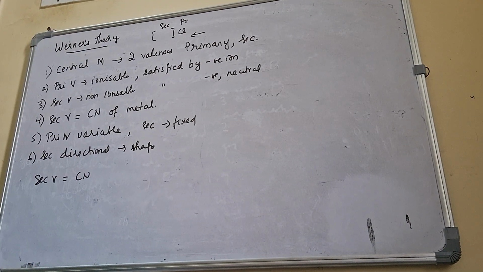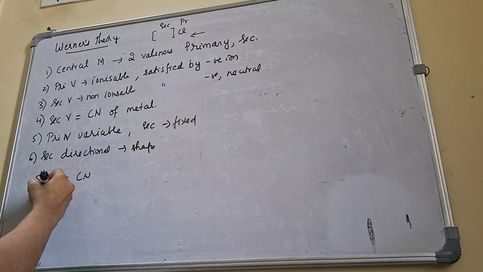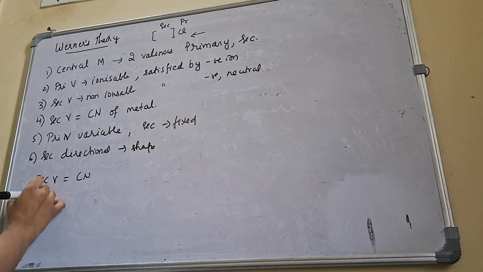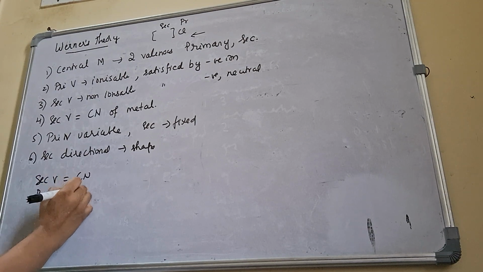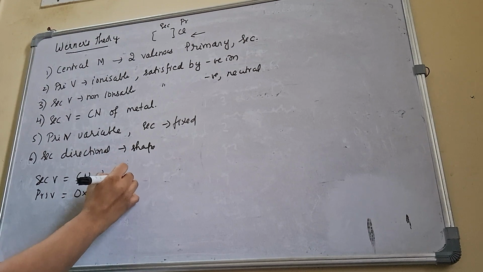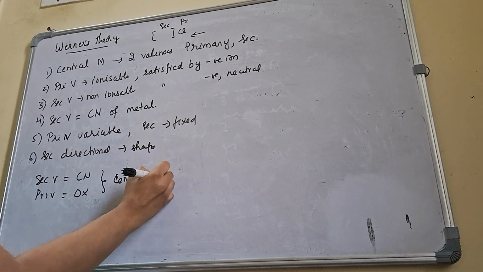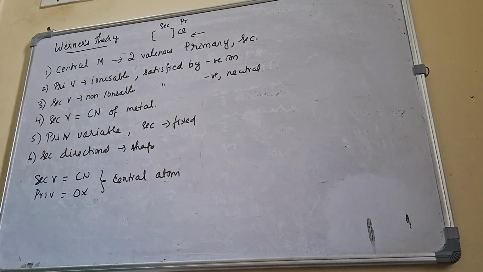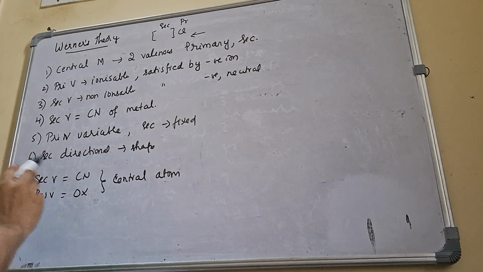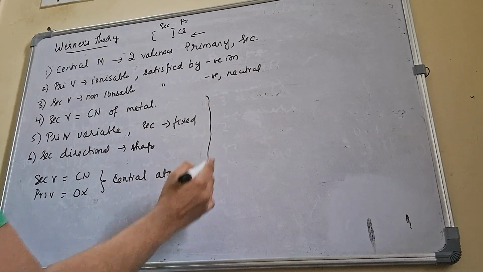Alright, now in simple words, just remember secondary valency is the coordination number, and primary valency is nothing but the oxidation number. Primary valency is the oxidation number of what? The central metal. This is all you need to remember. The central metal atom's secondary valency is nothing but the coordination number. Secondary valency is non-ionizable. Primary valency is related to the counter ion, which gives you the oxidation state or the oxidation number.